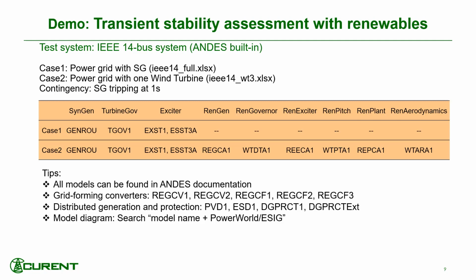And so in this case study, the contingency is that there is a synchronous generator tripping at 1 second. And for the dynamic models in these two cases, there is a table. So in case one, we have the synchronous generator model, GENROU, we have the turbine governor model, and we have the exciter model. In comparison, in case two, we replaced one synchronous generator with the wind turbine.